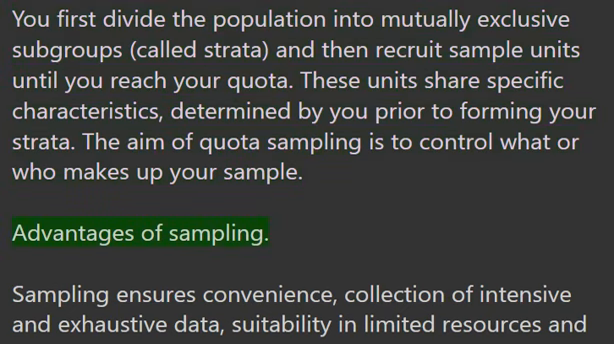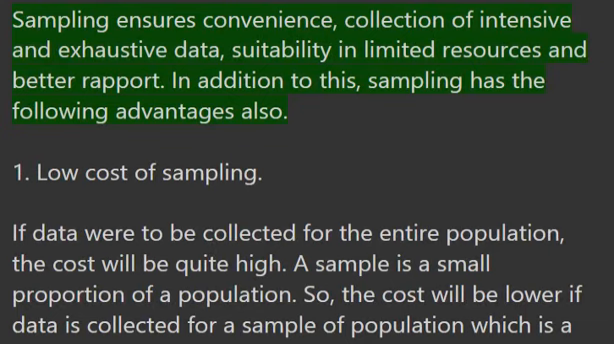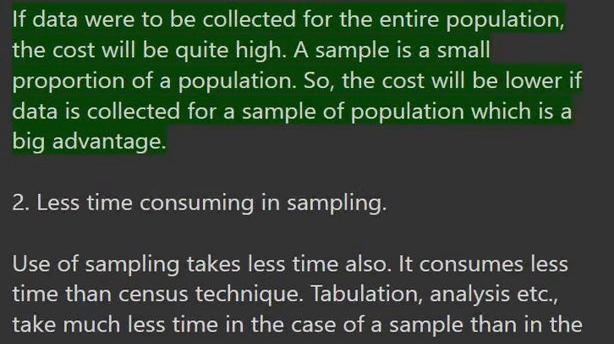Advantages of sampling. Sampling ensures convenience, collection of intensive and exhaustive data, suitability in limited resources and better rapport. In addition to this, sampling has the following advantages also. 1. Low cost of sampling. If data were to be collected for the entire population, the cost will be quite high. A sample is a small proportion of a population. So, the cost will be lower if data is collected for a sample of population, which is a big advantage.